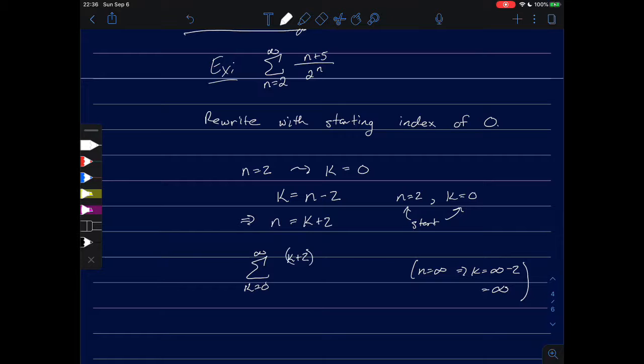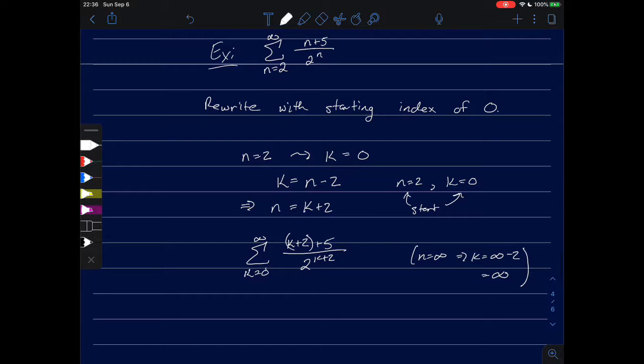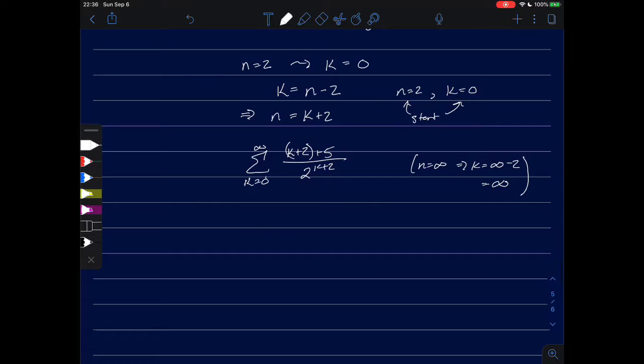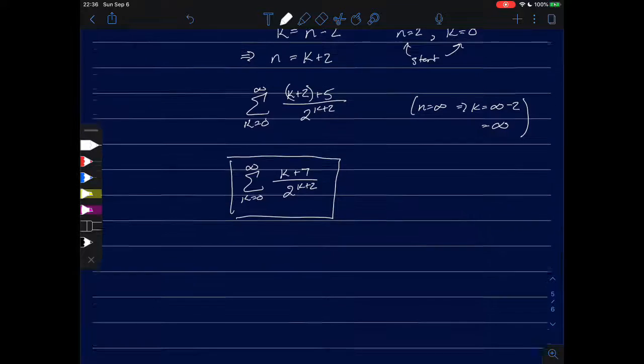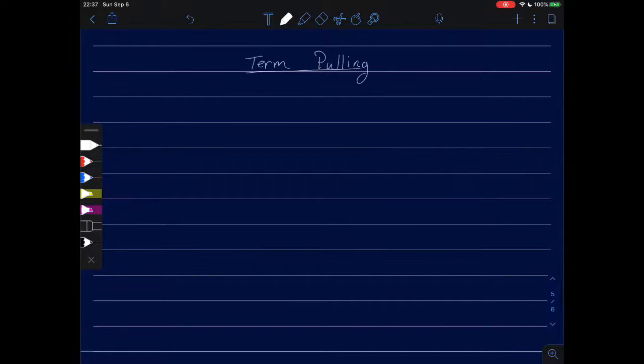Let's look at n plus 5. So n is k plus 2, so we'll switch that to k plus 2 plus 5 over 2 to the k plus 2. And then we can finally rewrite this by simplifying a little bit: the sum from k equals 0 to infinity of (k plus 7) over 2 to the k plus 2. And that's all that we have for this.